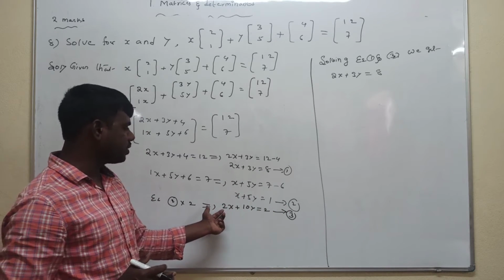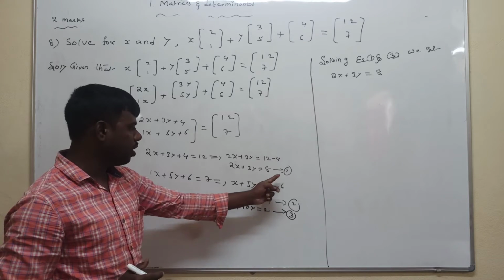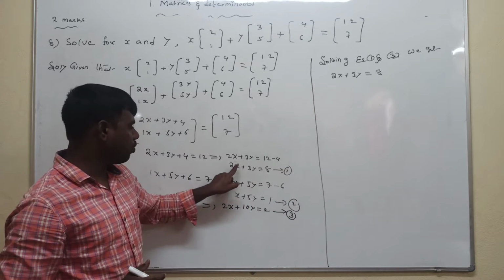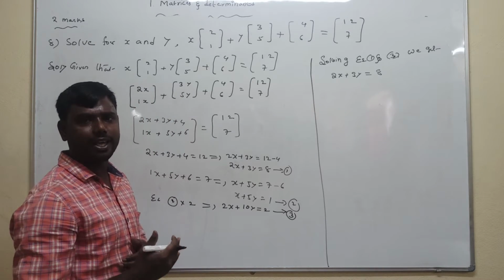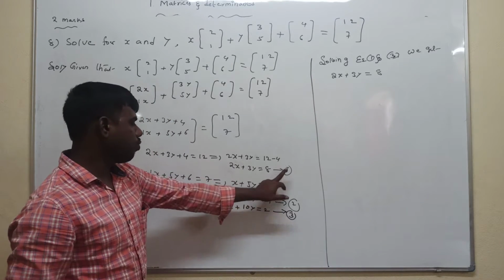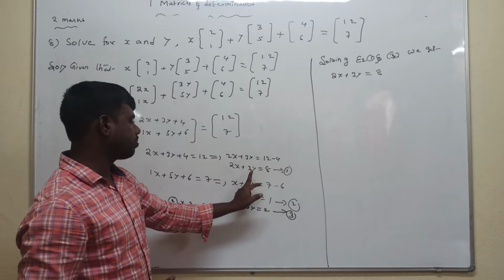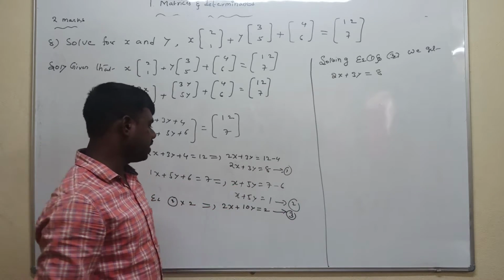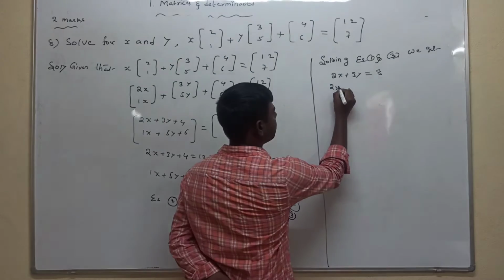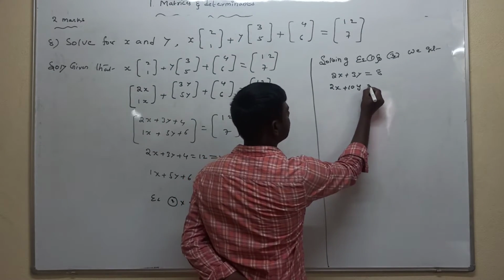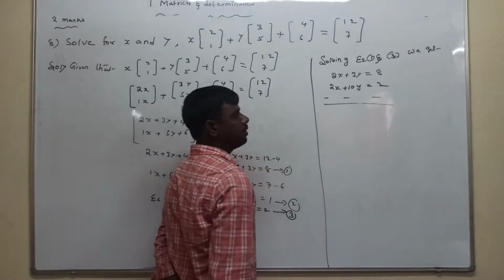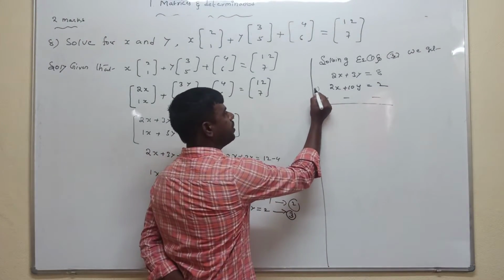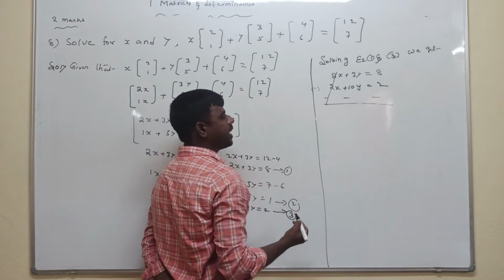Finally we get the equation 2x plus 10y is equal to 2. Observe equations 1 and 3: the x coefficients are both equal, so subtracting, we get the y value. That's how we solve 1 and 3. The first equation is 2x plus 3y is equal to 8, the third equation is 2x plus 10y is equal to 2. Now subtracting, the signs will be changed, so plus 2x minus 2x gets cancelled.